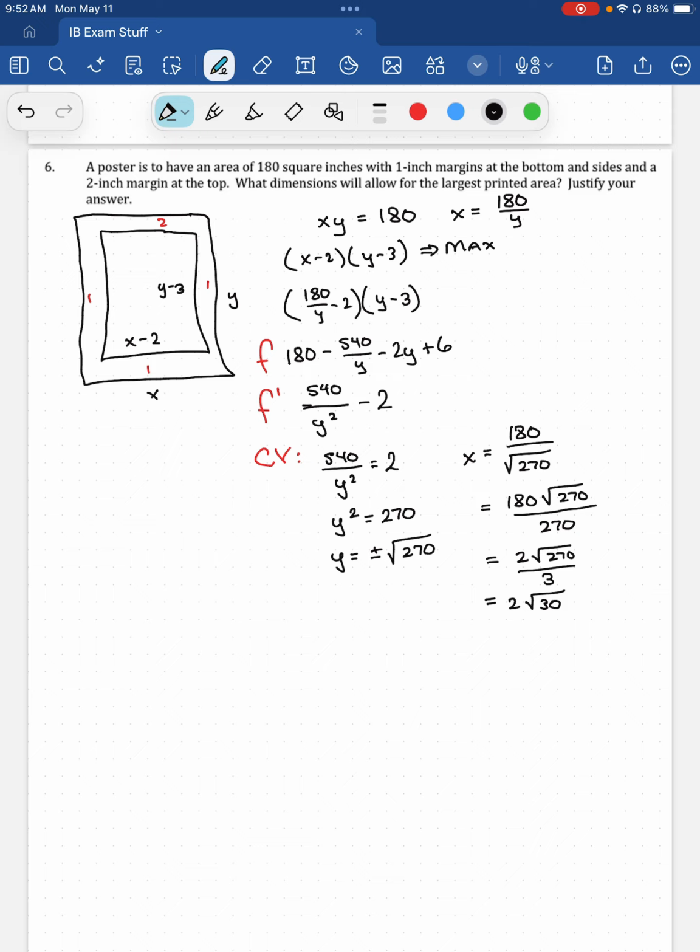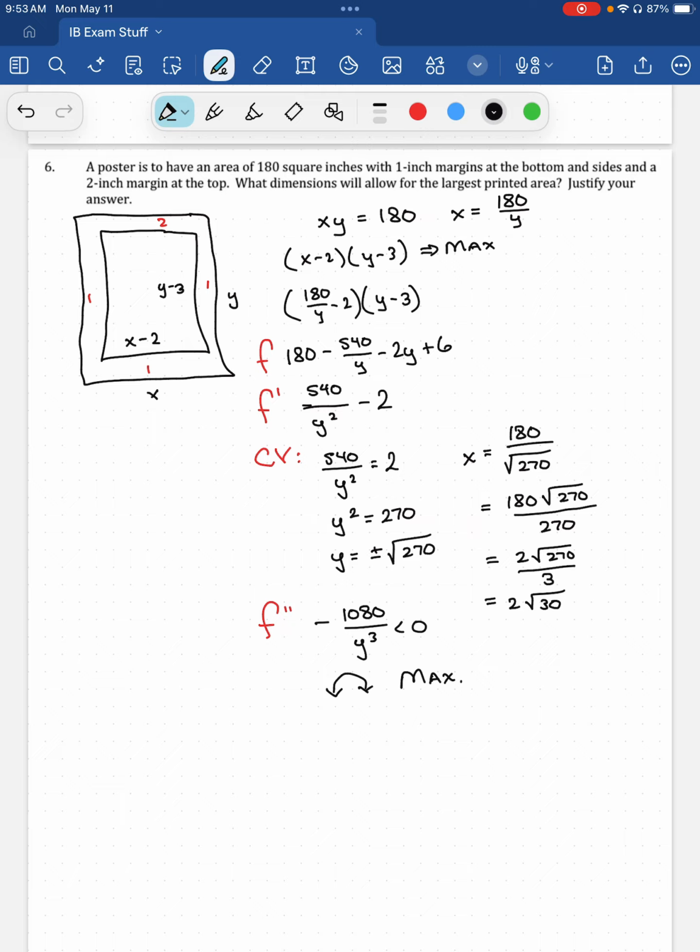So from there, we can go ahead and justify whether or not our answer is correct. So second derivative, off of the first derivative, is negative 1080 over Y cubed, which when we plug in a positive value for Y is going to end up less than 0, which is going to end up concave down, which is going to produce our maximum.